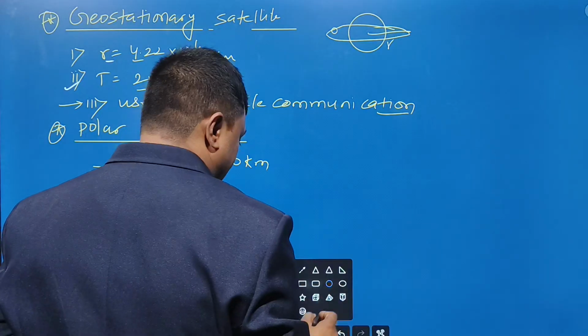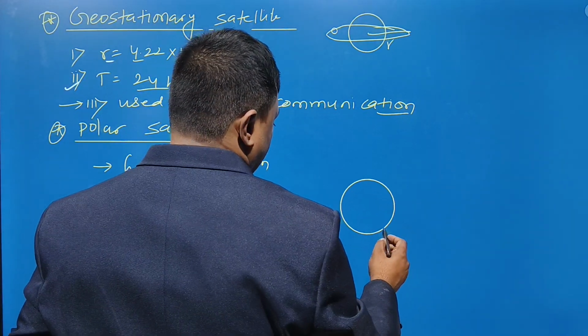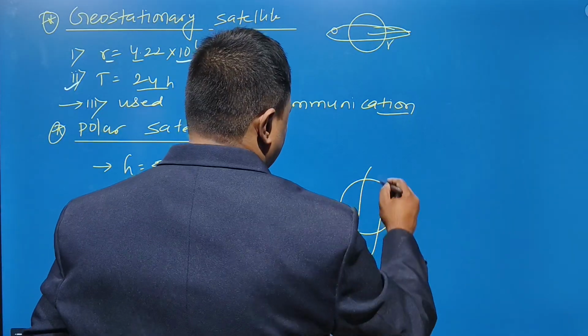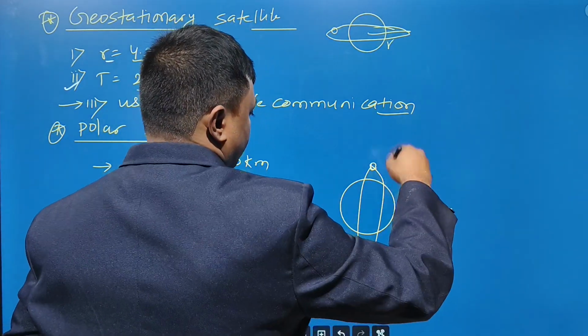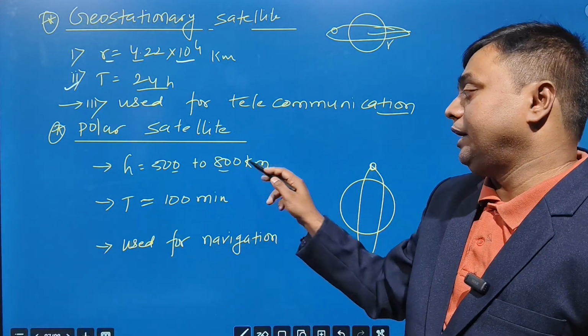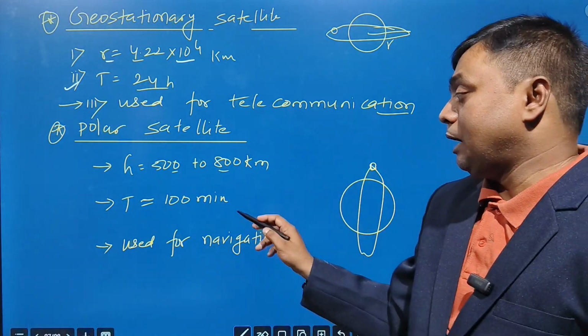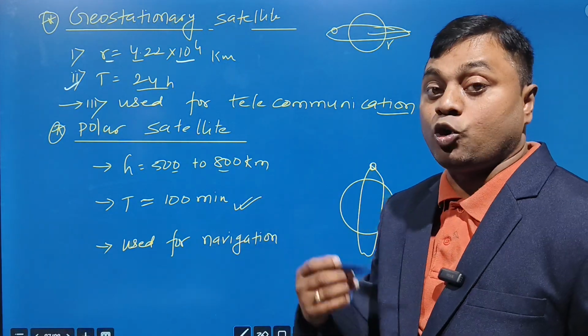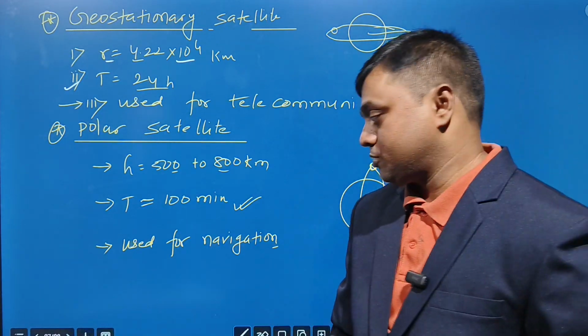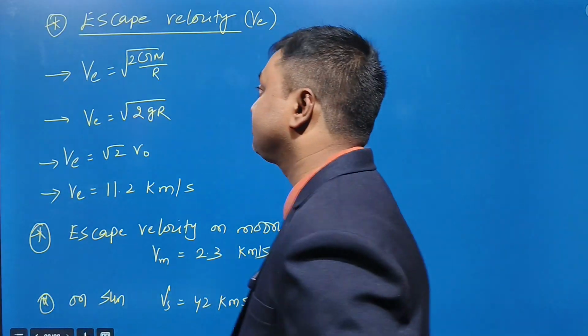Similarly, we have a polar satellite. A polar satellite will revolve around the polar axis like this. It should be at a height of approximately 500 to 800 kilometer. The time period of polar satellites is approximately 100 minutes. It is used for navigation purposes, GPS tracking.